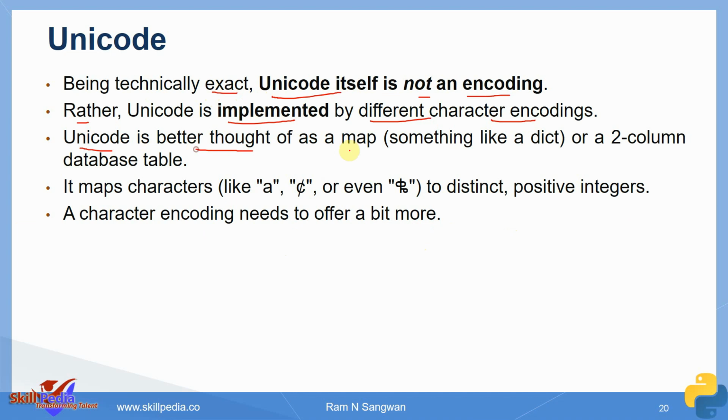Unicode is better thought of as a map, something like a dictionary or a 2-column database table. It maps characters like A, or this character, or even this one, to distinct positive integers. A character encoding needs to offer a bit more.